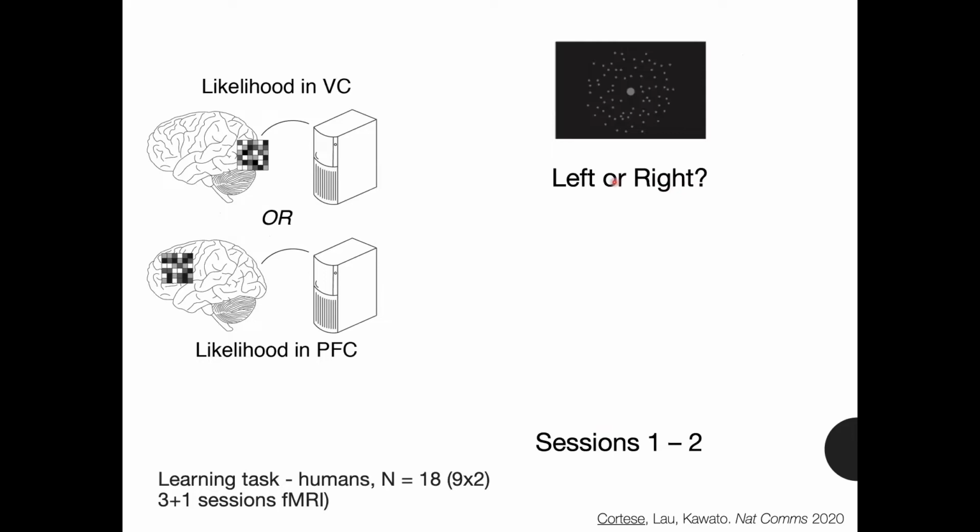So left or right motion direction from a cloud of moving dots on the screen. Participants viewed those dots on the screen, we acquired the fMRI data, and then we built those decoders. For half of our group, we used a decoder in the visual cortex, and for the other half, we used a decoder in the prefrontal cortex.